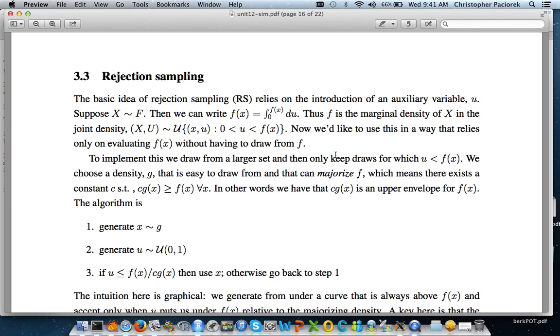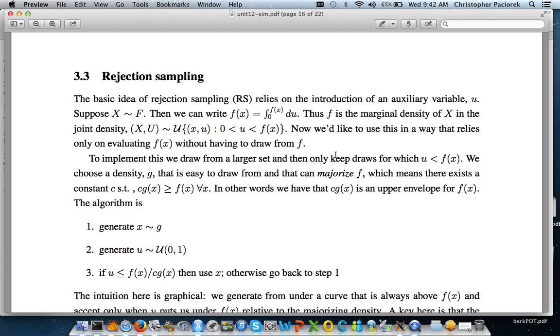Okay, so the question is, how does this help me? I've set this up, but we haven't really said where I'm going with this. So the idea is, suppose I can find some other density that, if I multiply it by a constant, is always above the density f that I'm interested in. I don't have an easy recipe for generating from below this curve, but I'm able to find some envelope like this such that I can actually generate from this envelope.